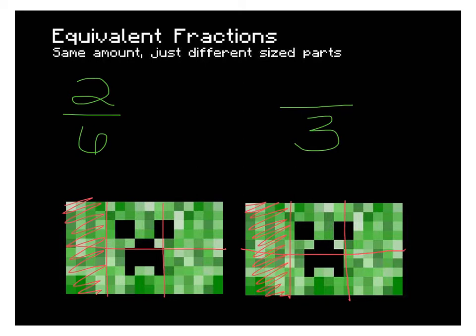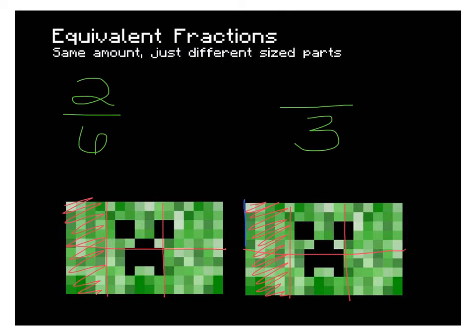Now, if I want to go from sixths to thirds, I need to put some pieces back together. When we did our equivalent fraction examples before, we were cutting pieces apart into smaller pieces. Now we're going to do just the opposite. I'm going to take 2 pieces and glue them back together and create one large piece. So I need to do that with each of these. Let me go ahead and do that right now.